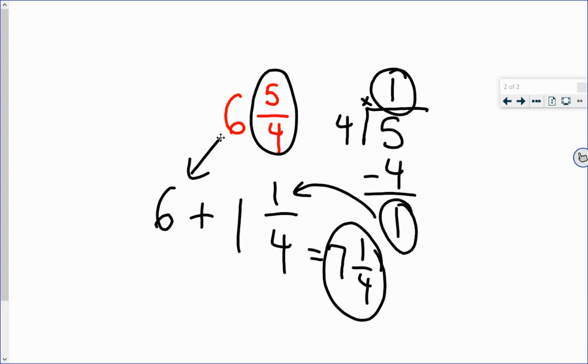Sometimes these problems can get a little crazy with our answers, but we cannot leave our answers improper normally when we're dealing with fractions, when we're adding, subtracting, multiplying, and dividing fractions. We cannot leave our answers improper. So we had to change 6 5/4 to 7 1/4.